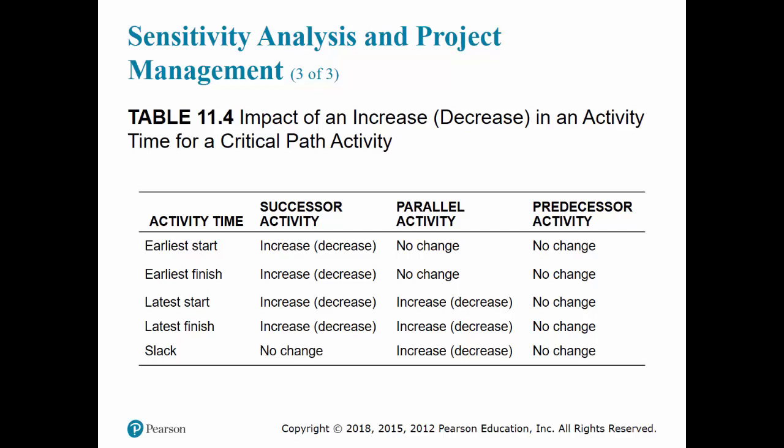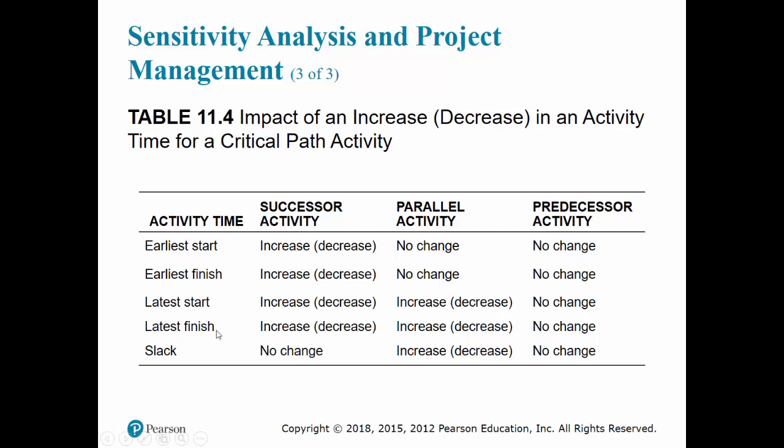If the activity time decreases for the given activity, then the earliest start time will go down for all the successor activities. Parallel activities won't be affected, and the predecessor activities won't be affected at all. The same for finish time. If the time increases, then obviously the start time will go up, and the finish time will go up also for all the successor activities. If the time decreases, then it will go down, and no change for parallel activities and predecessor activities.